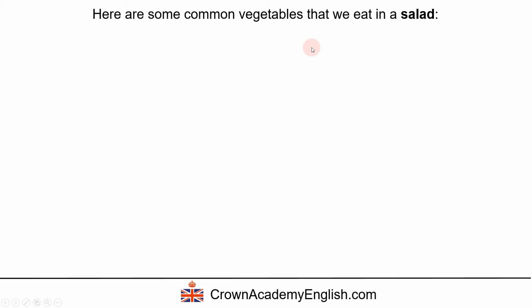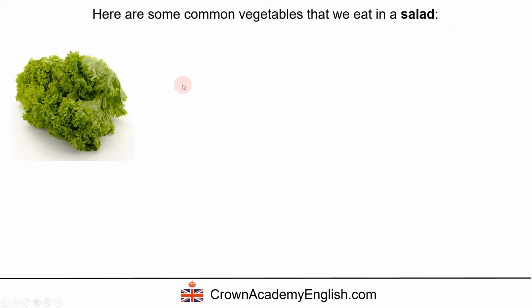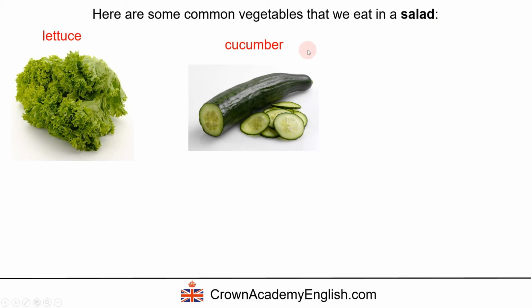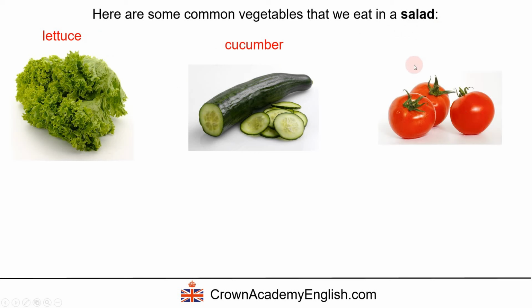Here are some common vegetables that we eat in a salad. Lettuce. Cucumber. Tomato. And be careful, this word has an irregular plural. Tomatoes. And it's spelt E-S at the end.